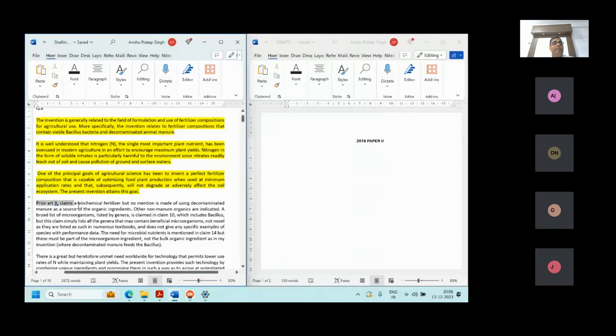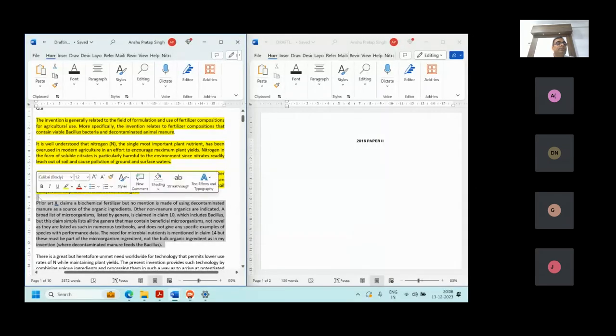Okay. Again, it is talking about the background. Prior art is claimed, but no mention is being made. Other non-manure organisms are indicated. A broad list of organisms is claimed, which includes Bacillus. This simply lists all the genera. Okay. So all this is talking about what?